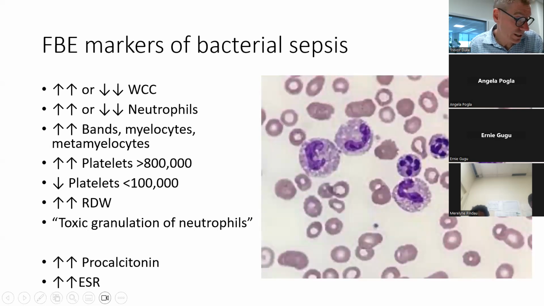Now, lastly, I wanted to say, often we think, well, how can we do this when we don't have good culture facilities, or how can we do this if we don't have other sophisticated tests like procalcitonin or CRP? How can we do it? Well, we can make the most of the full blood count. And I don't think we make the most of the information that we can get from a full blood count. We do full blood counts every day, but we don't look at it in enough detail to make the most of it.